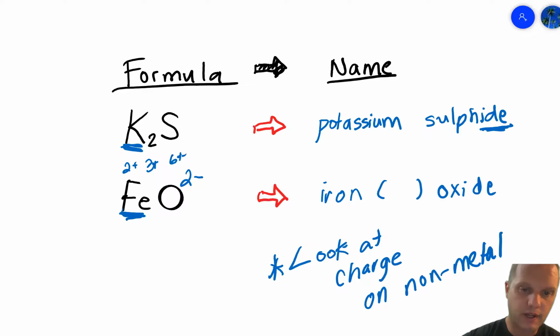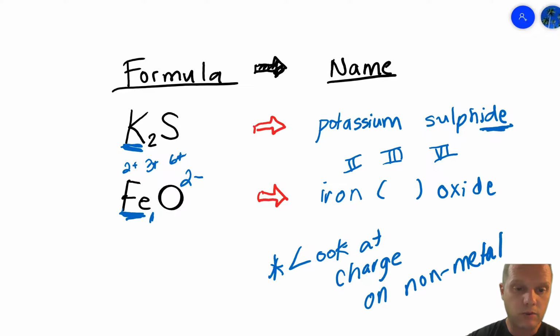Now the 6 isn't very common at all, so it's probably not going to be that. But you have to decide what Roman numeral, this is 2, this is 3, and this is 6. Which one gets to go in the brackets? And the one that gets to go in the brackets is the one with the right charge. And the right charge is the one that balances out the nonmetal's charge. Remember that these are ionic.